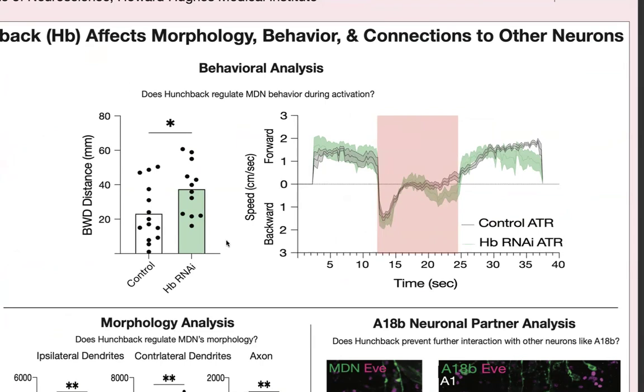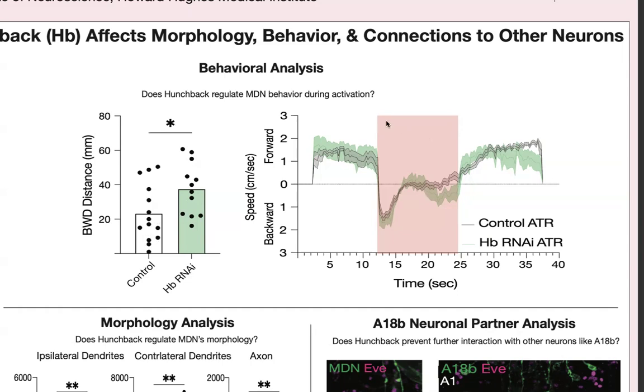So we saw that when Hunchback was knocked down, the larvae actually went backwards farther, and they went backwards faster and for a longer time frame. This shows the many larvae data points that we had, and you can see here that the Hunchback larvae have a significantly increased backwards distance than the control.